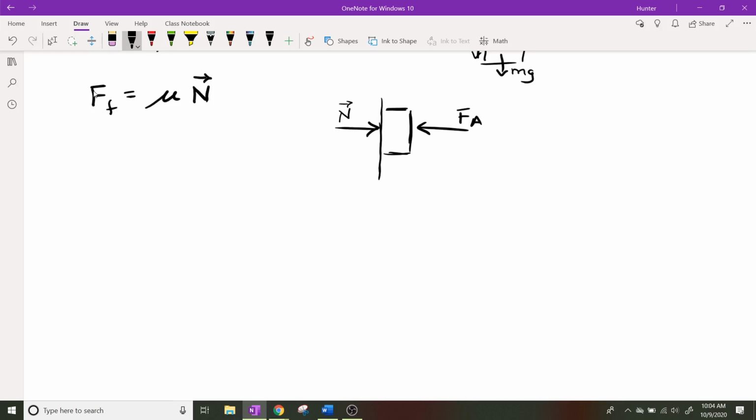The greater the applied force that you put on it, the greater the normal force becomes. And since the force of friction is equal to the coefficient of friction multiplied by the normal force, the greater you get the normal force, the greater friction becomes. So you can get friction to occur in greater magnitude by increasing the applied force.